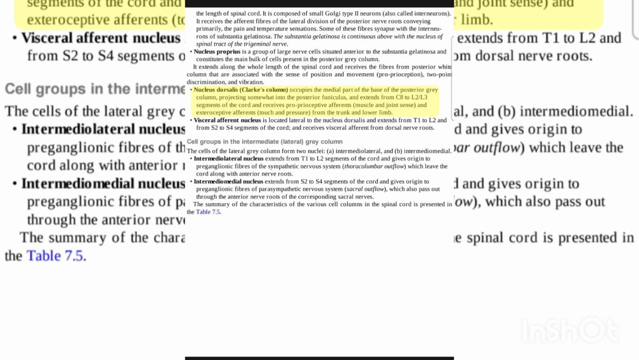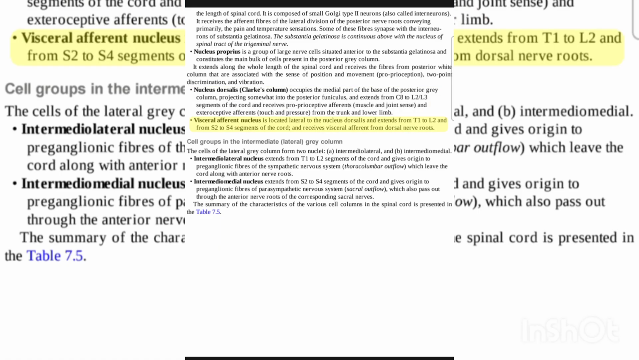Nucleus dorsalis, Clark's column, occupies the medial part of the base of the posterior gray column, projecting somewhat into the posterior funiculus, and extends from C8 to L2 or L3 segments of the cord. It receives proprioceptive afferents, muscle and joint sense, and exteroceptive afferents, touch and pressure, from the trunk and lower limb.